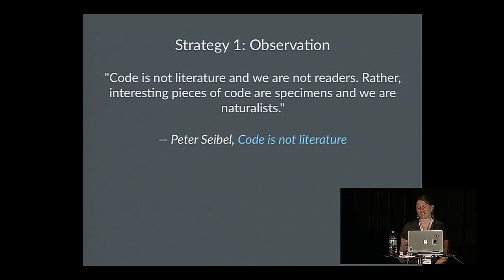So the naturalism model is very different from the reading model. It means that you're considering the environment that the code is inhabiting. You take into account history, some amount of evolution of the code, and you remember that not everything about the code is necessarily deliberate or intentional.